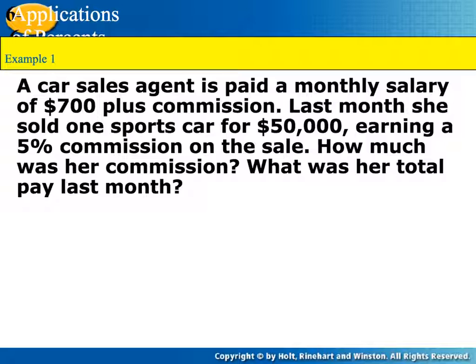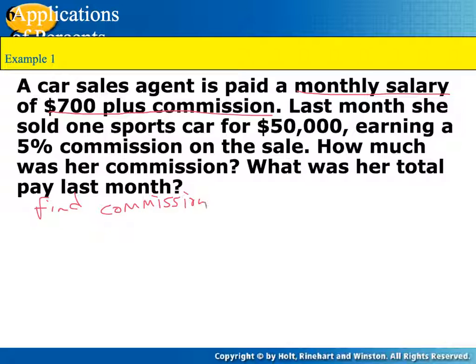It says a car sales agent is paid a monthly salary of $700 plus commission. Last month, she sold one sports car for $50,000, earning a 5% commission on the sale. How much was her commission? What was her total pay last month? Now, think about this. We need to first find our commission. How do you find your commission?